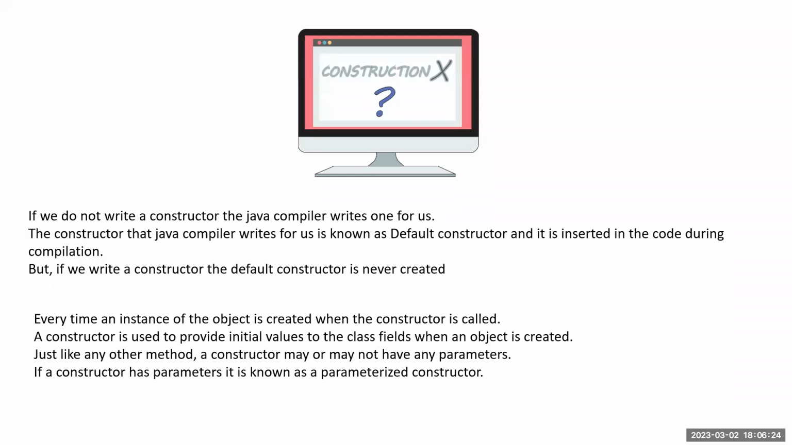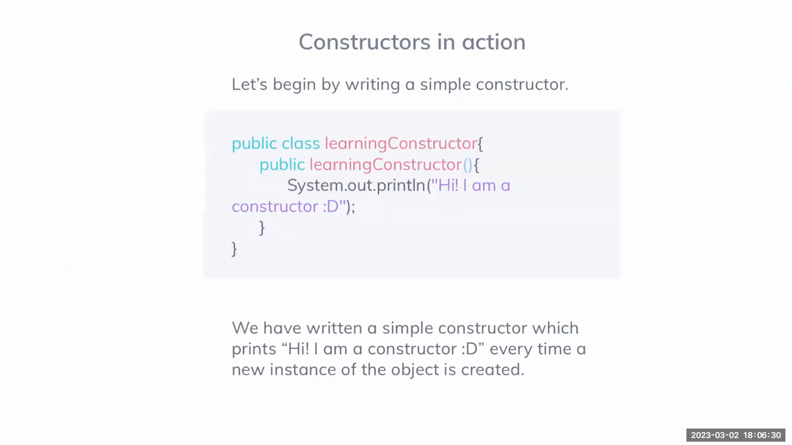Similarly, just like other methods, a constructor can also have parameters. So if we have those parameters, then we call this constructor a parameterized constructor.